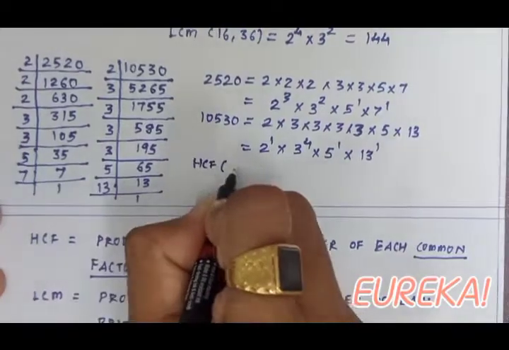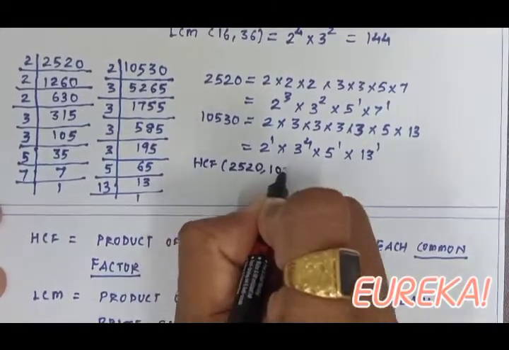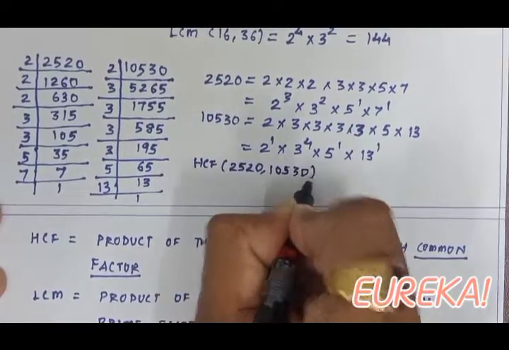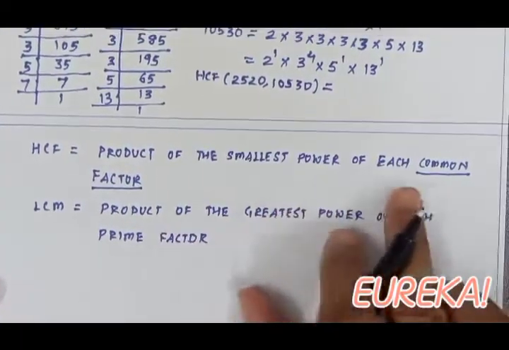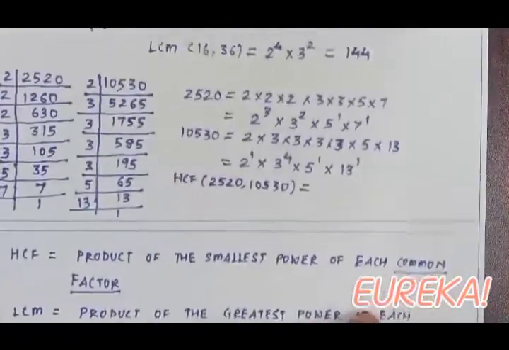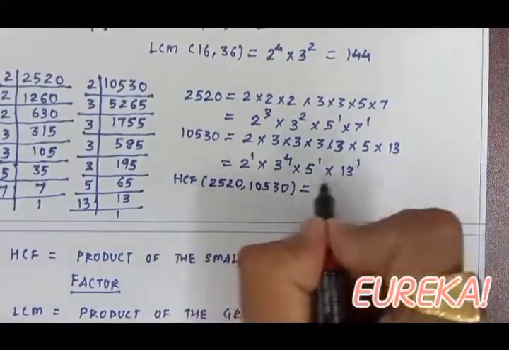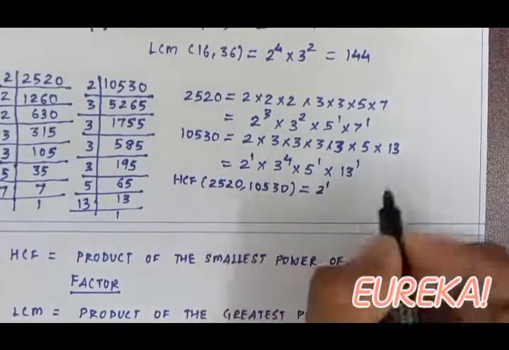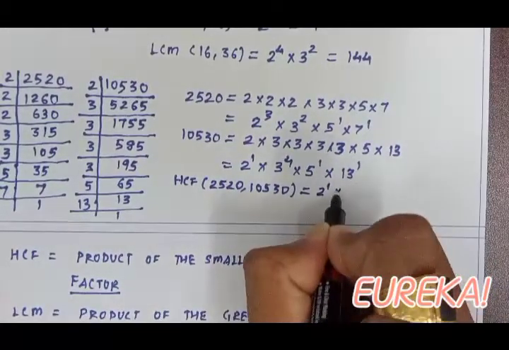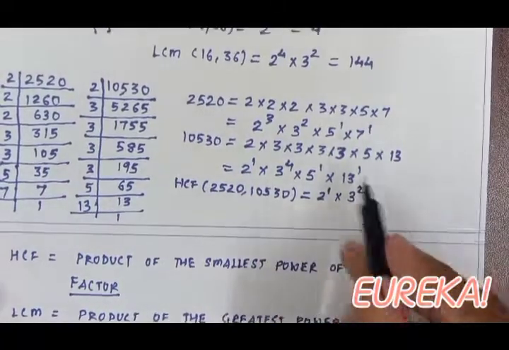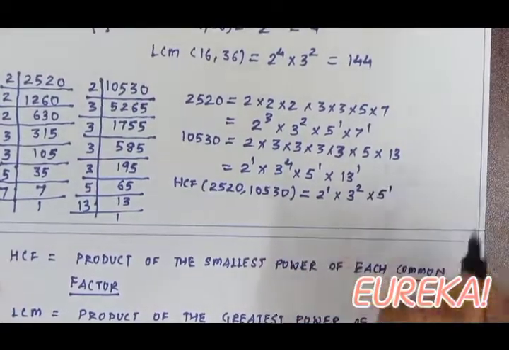HCF of 2520 and 10530 is, what is HCF? Product of the smallest power of each common factor. So common factors we'll have to see. 2 is common, and smallest is 2 raised to 1. 3 is common and smallest is 3 raised to 2. 5 is common and smallest is 5 raised to 1.